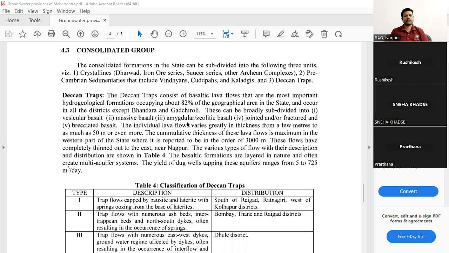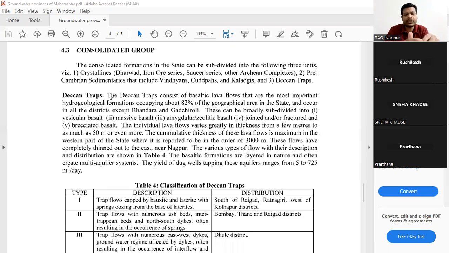And then comes the consolidated group, and this consolidated group is Deccan Traps. Obviously, this will be consolidated because it does not have the space, the voids, to percolate water. It has only secondary porosity. It does not have primary porosity, right?